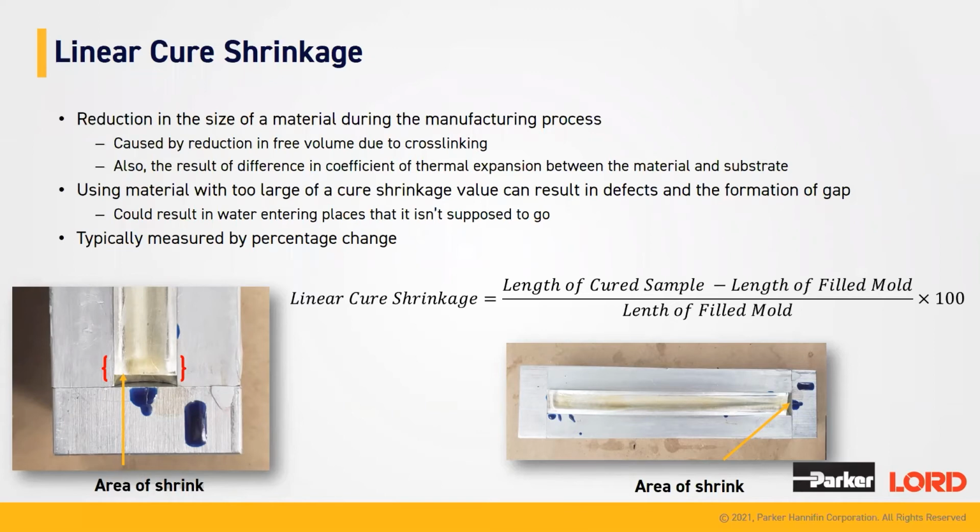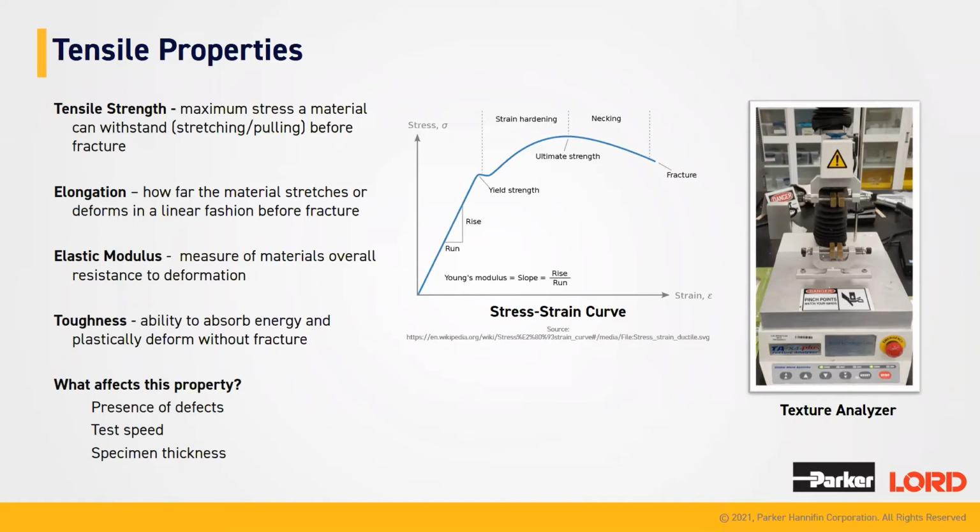And so this is measured in the percentage change. And in the pictures below, you can see the areas where the thermal management material shrunk a little bit. So you can see that change in length. So next on to the tensile properties. These properties are just very general. They're things that pretty much everyone is familiar with, but I still definitely wanted to cover them.